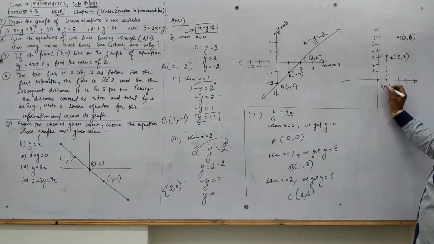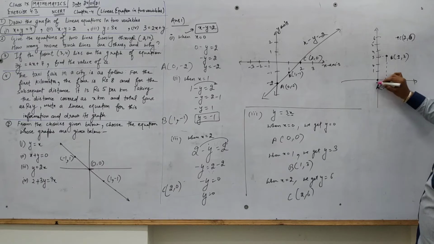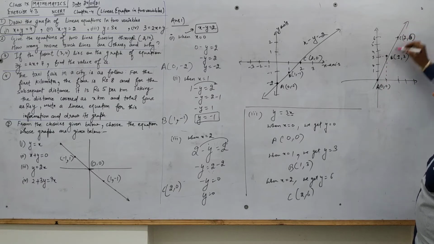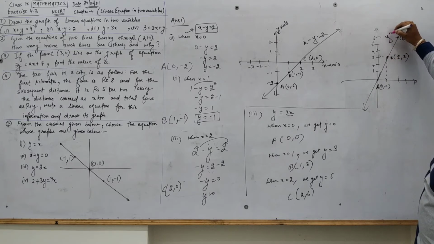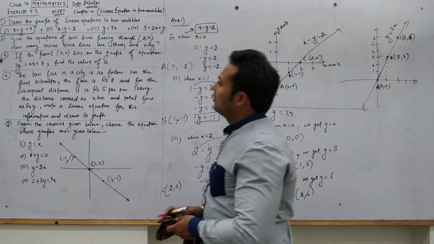Now what we will do? We will join these points. After joining these points, we will get the equation y equals 3x. Is this clear, children? The fourth part you will do yourself.